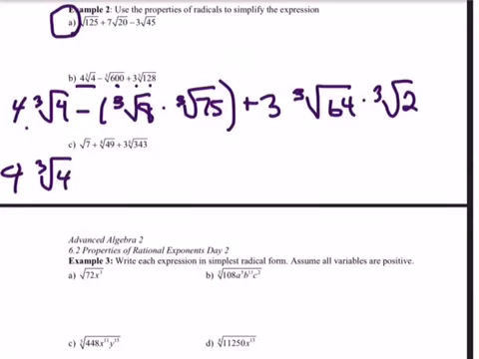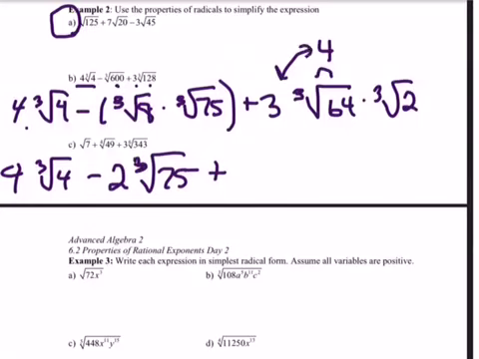Okay, now I've got the cube root of 8 is 2. So now I have 2 times the cube root of 75. And then I have the cube root of 64 is 4. So now I've got 4 times 3, so I'm going to multiply those. So I get 12 cube root of 2. Now the problem I have here is it looks like I can't do anything with this.